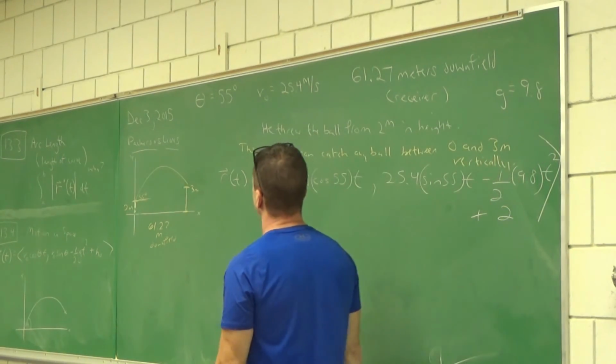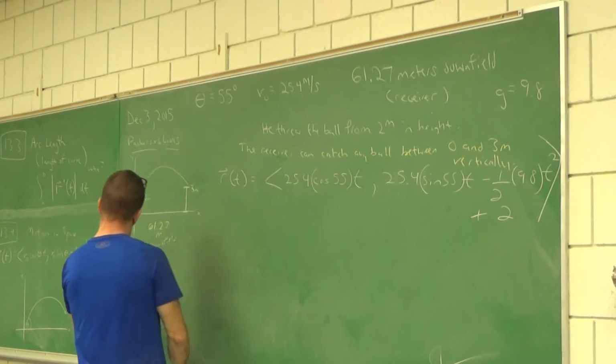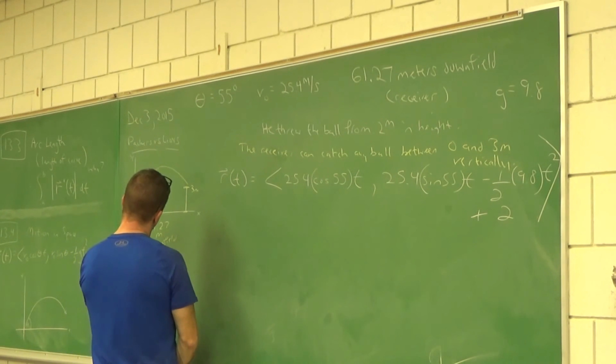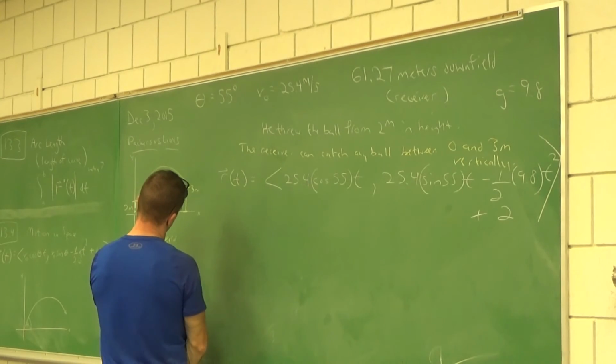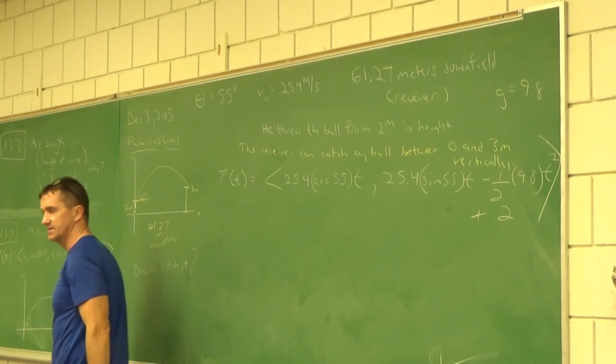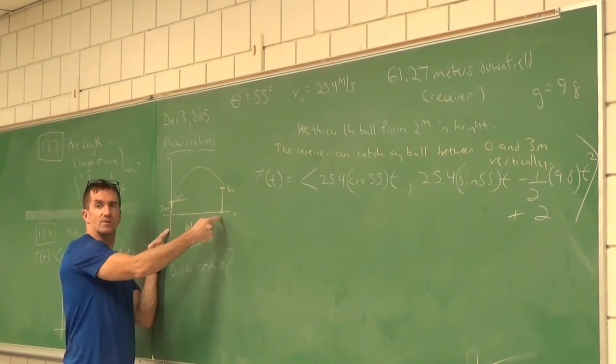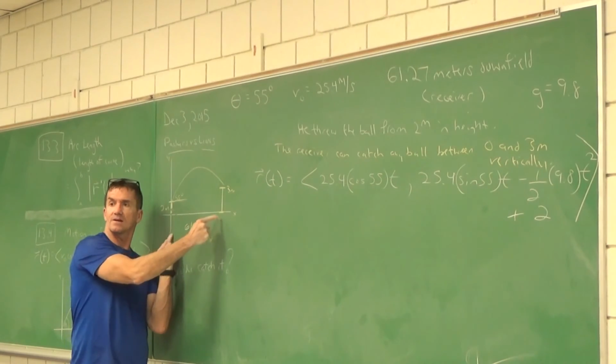Now, did the receiver catch it? Did he catch it? Where should we start? Yes or no? We've got to justify this. Did he catch the ball? Where should I start? I've got the distance x, right? You want to start there?